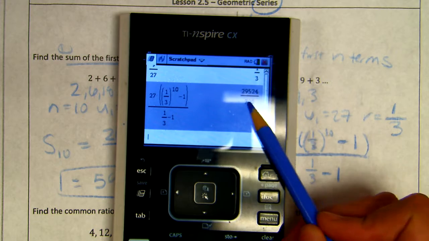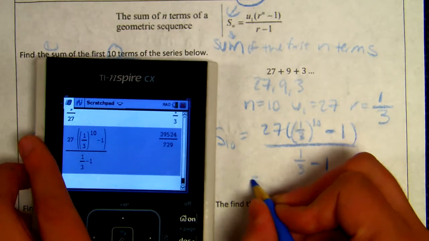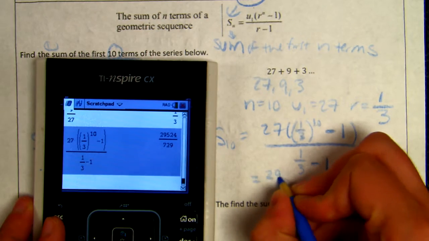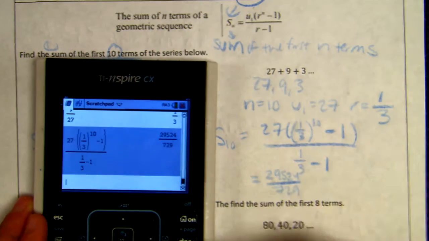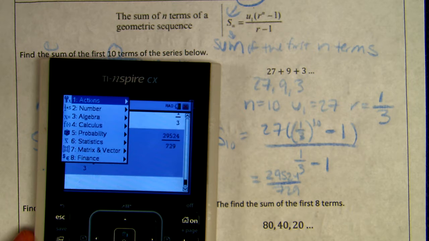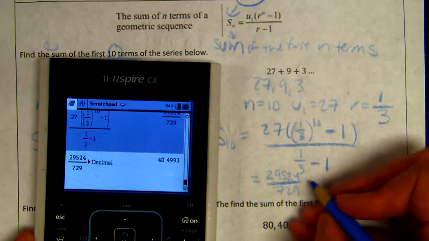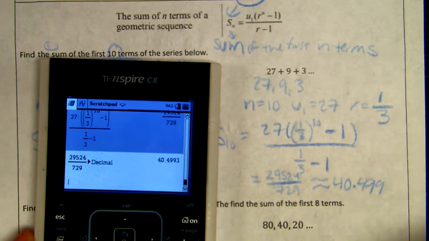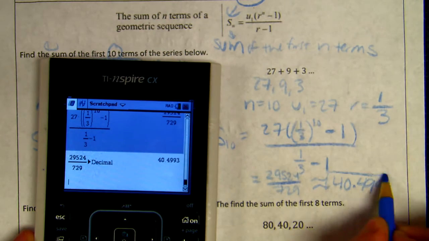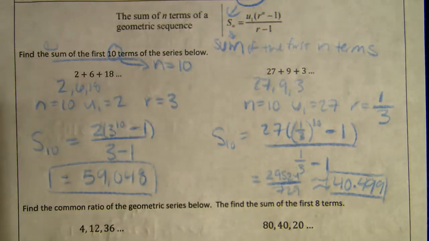That gives me this funky fraction, which is 29,524 over 729. I'm going to convert that to a decimal, which is approximately 40.499. So that's a perfectly acceptable answer too, either one of those.